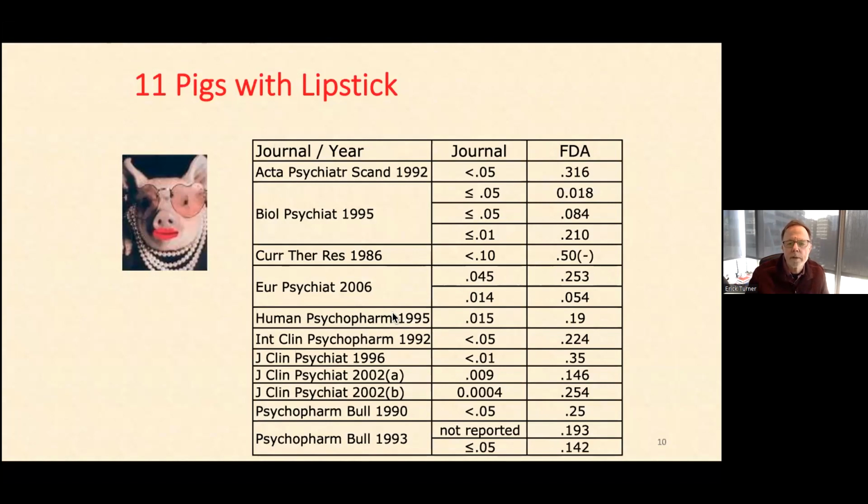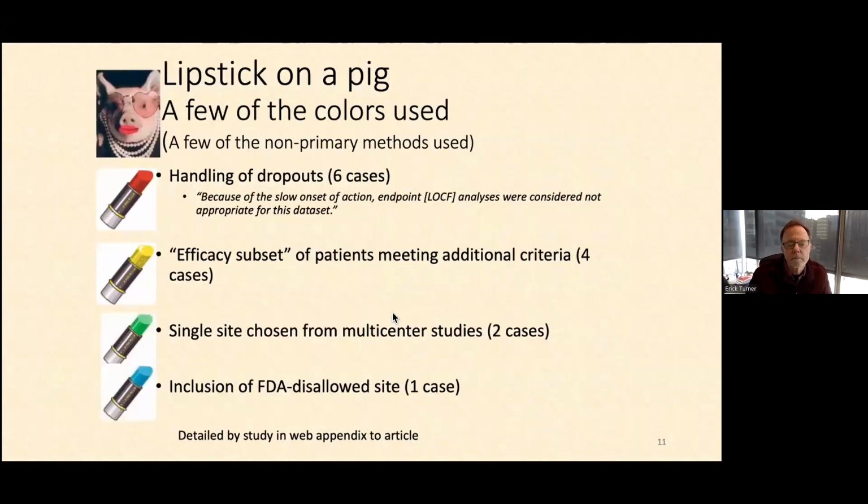So how did this happen? Are these just blatant lies? Do they just make it up out of thin air? Well, going with the putting lipstick on a pig, let's talk about colors of lipstick. They used different analytic methods, done post hoc, that conflicted with the way they had agreed to do it in the protocol with the FDA, and what they did after the fact. Here are some of the enhancements, if you will.